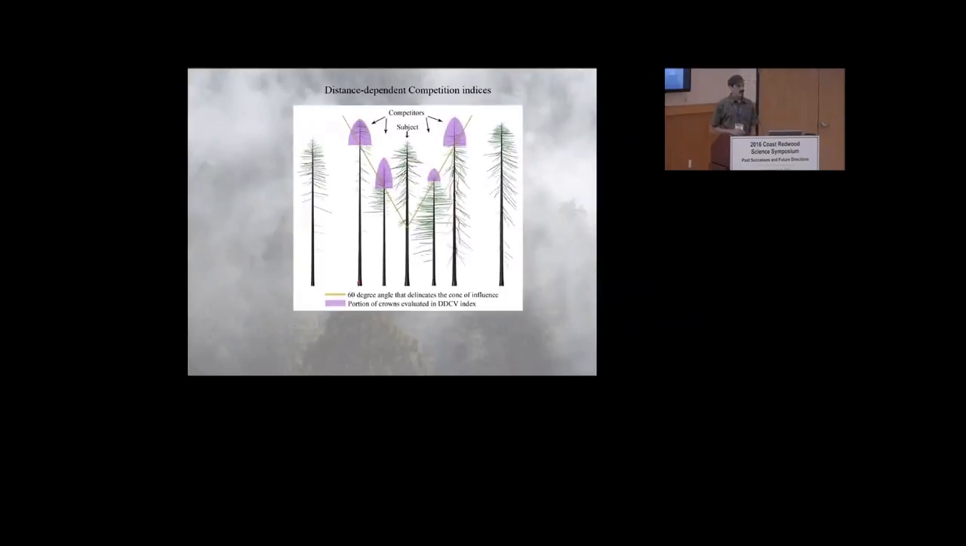We also used 2 distance-dependent indices. So we used a cone of influence, which is delineated by a 60-degree angle emanating from the subject tree's crown base. And any crown that was within this cone of influence was considered a competitor. The sum of crown volumes computed distance-dependent crown volume, and the sum of crown cross-sectional areas at the point of intersection computed distance-dependent crown area.